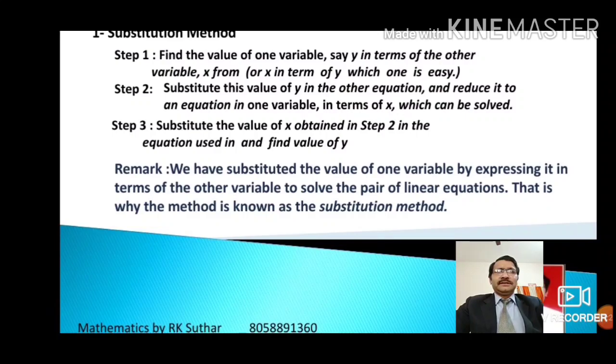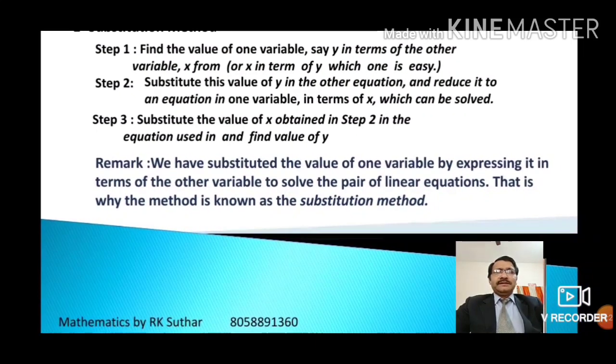Look here, we have substituted the value of one variable by expressing it in terms of the other variable to solve the pair of linear equations. That is why the method is known as the substitution method.